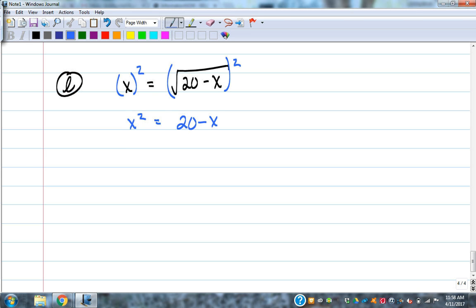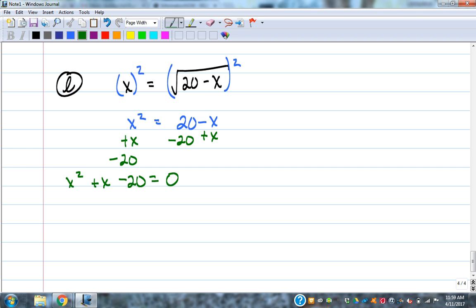And again, we've got an x squared in the problem. So if we've got an x squared in the problem, that means we need to get it equal to what? Equal to 0. So I'm going to add x and subtract 20. It's going to give me the 0 there, and I get x squared plus x minus 20. And you could solve that either by factoring or quadratic formula.